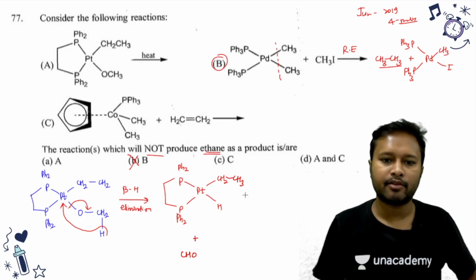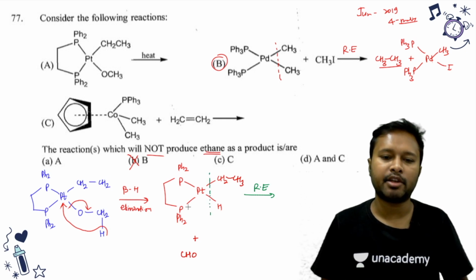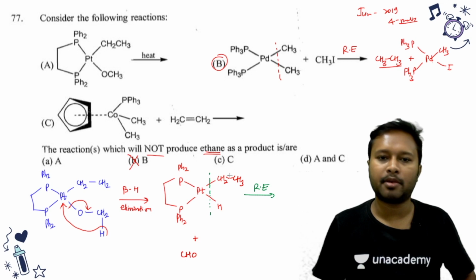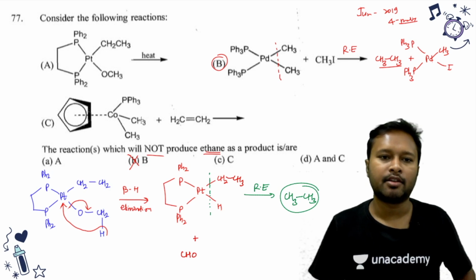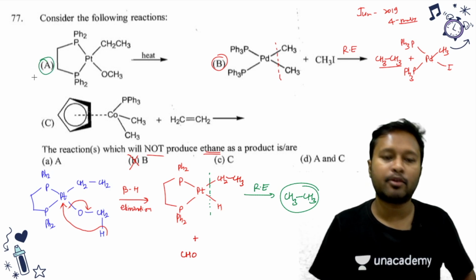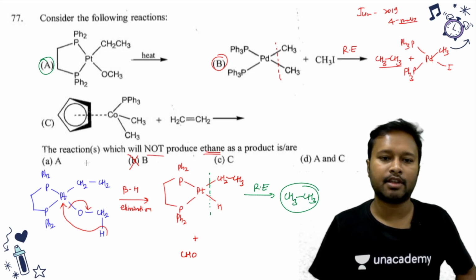In the next step, reductive elimination will happen for these two groups, and they are going to get reductively eliminated, and it is going to form an ethane group. Okay, so you are going to get CH3 and CH3 group. So this is basically forming ethane. So option A is the one which forms ethane. So the question says which does not produce ethane as a product.